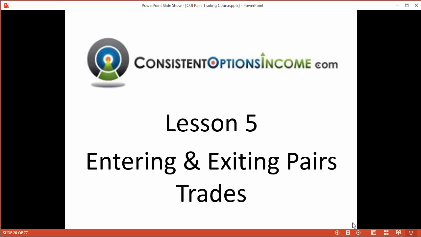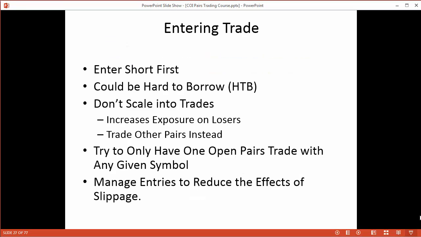Let's get started. So the first rule is that we always enter the short side of our pair first. We don't want to be in the situation where we get filled on our long side and then for some reason not be able to get our short trade filled. It's always harder to get the short side filled than the long side. So we always start with the short side, make sure we can get that on, and then usually getting long on the long side of our pair isn't a problem.